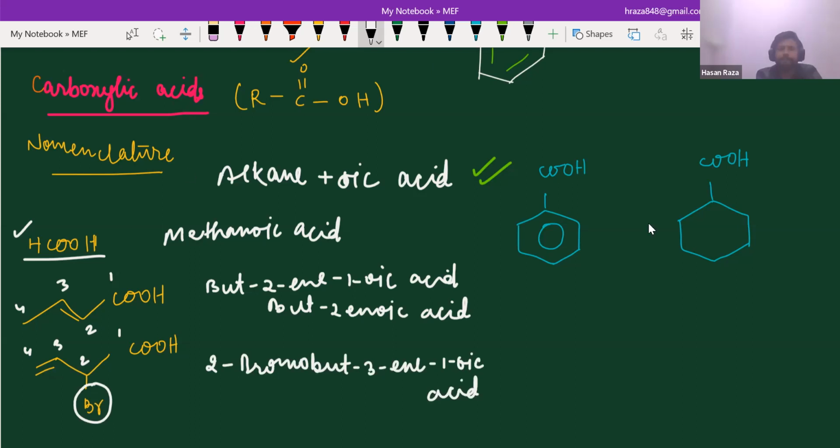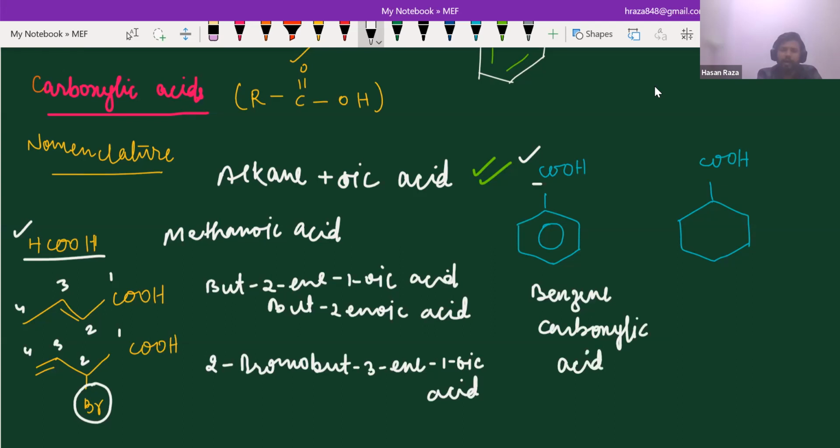Is that clear to everyone? Now see, this we can write as benzene carboxylic acid. Whenever you are unable to count the carbon in the parent chain of the carboxylic acid, then we write carboxylic acid, not oic acid. Its common name is benzoic acid. Now this common name is treated as IUPAC. So either you can write benzene carboxylic acid or benzoic acid.